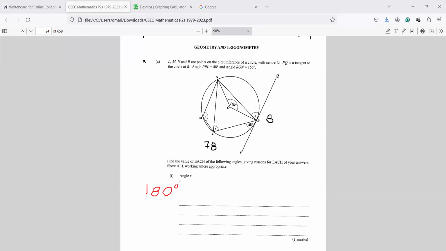We have that angle at the center, 156 degrees there, while 180 degrees in that isosceles triangle. And so the angle ORN and angle ONR should be equal, right? Isosceles triangle angles at the base. So 180, and we subtract 156 from that, gives us 24, right?